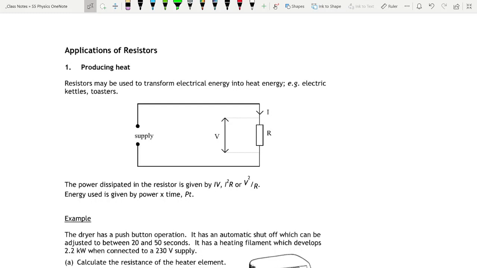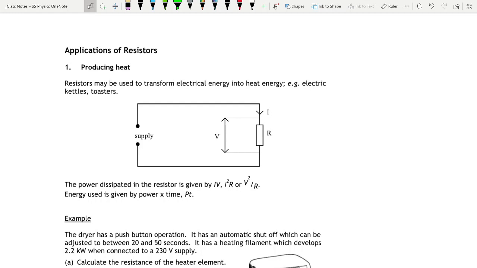So again, in this video, there's not really anything new, but maybe slightly new applications, but the physics that you already know and love is the same. So applications of resistors. There are a number of applications that we're going to go through.